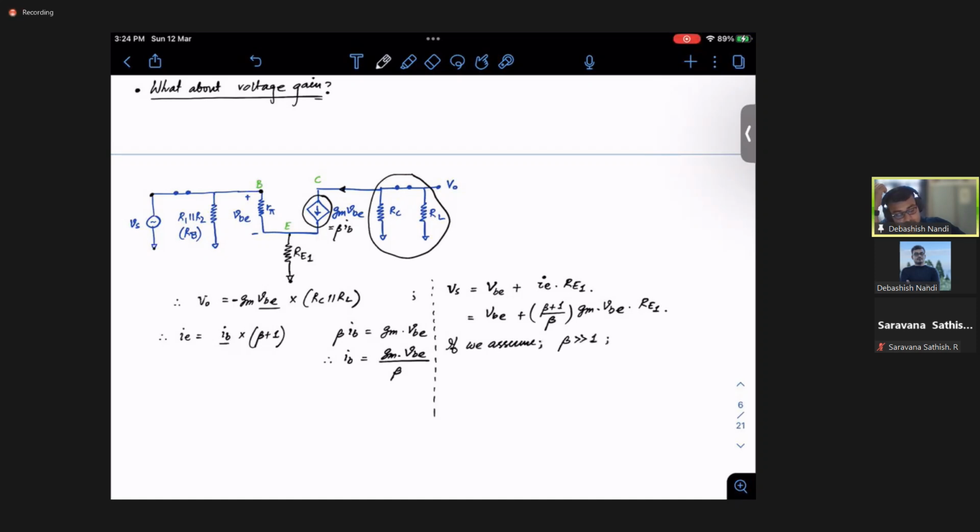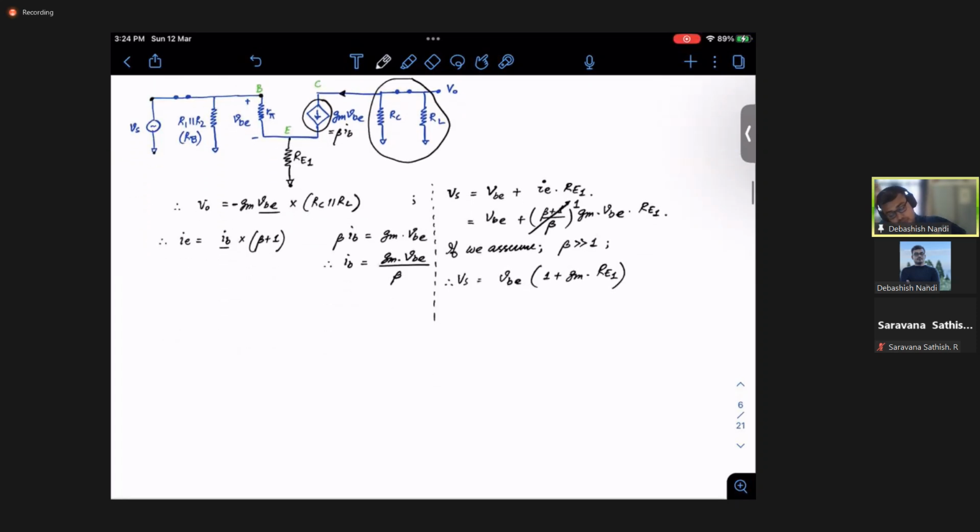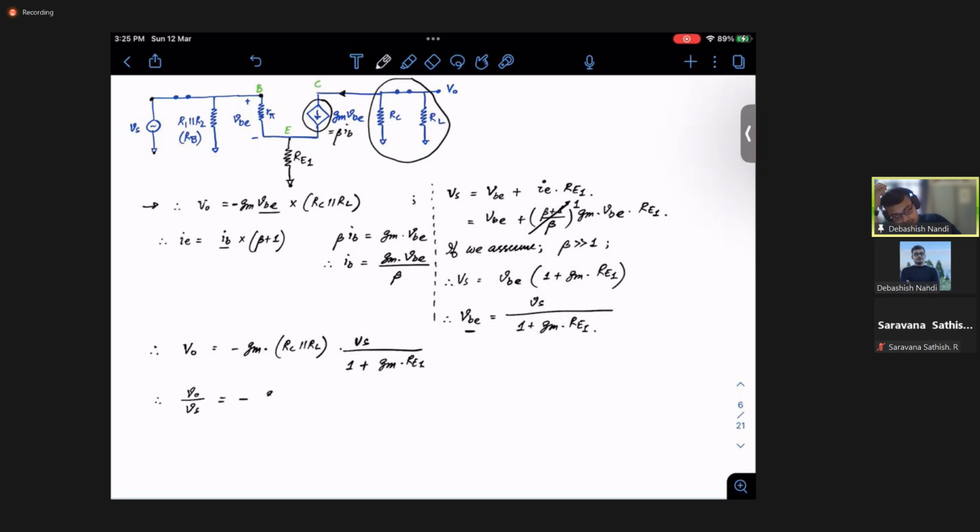If we assume beta is much greater than 1, then this term goes to 1. So your Vs will be VBE times 1 plus GM RE1. So VBE will be Vs by 1 plus GM RE1. Again, if I put this in this equation, then V0 will be minus GM RC parallel RL into VBE, which is Vs over 1 plus GM RE1. So you will have your gain V0 by Vs as minus GM RC parallel RL over 1 plus GM into RE1.